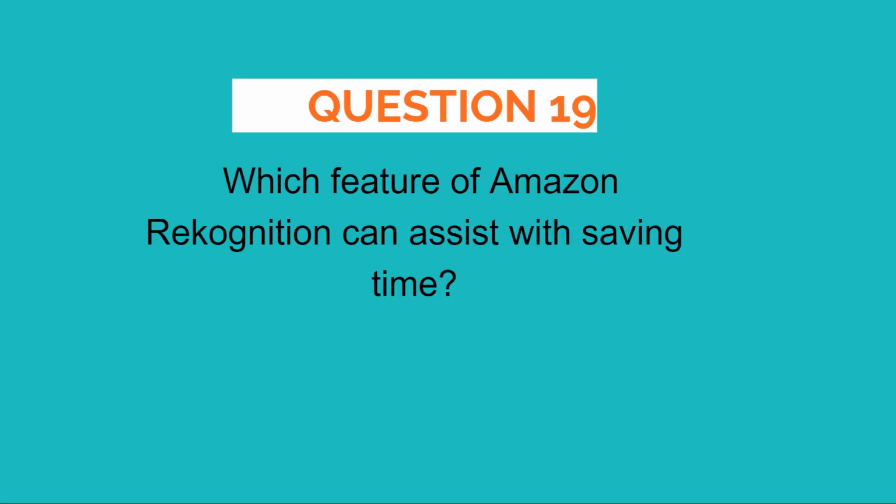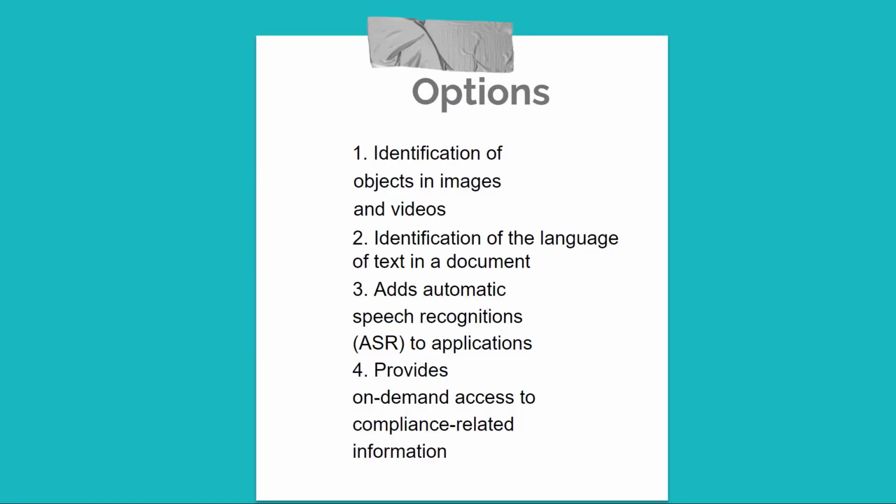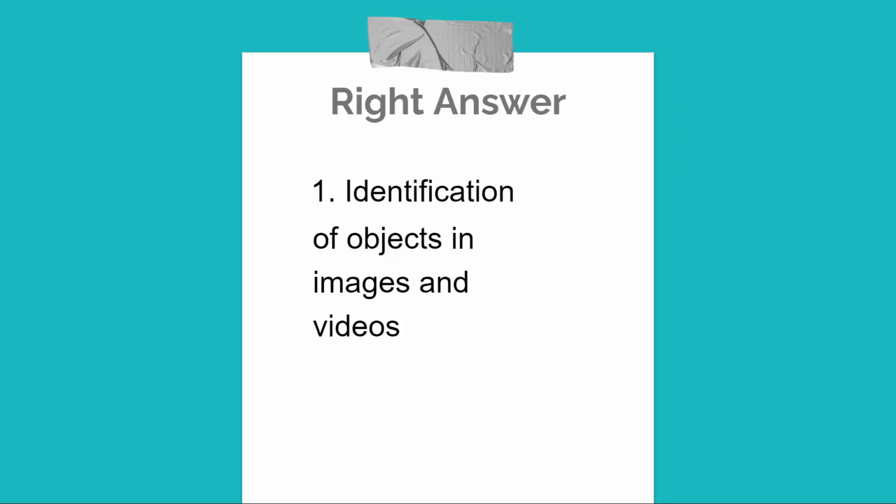Question: Which feature of Amazon Rekognition can assist with saving time? Option 1. Identification of objects in images and videos. 2. Identification of the language of text in a document. 3. Adds automatic speech recognition (ASR) to applications. 4. Provides on-demand access to compliance-related information. Right answer is 1. Identification of objects in images and videos.